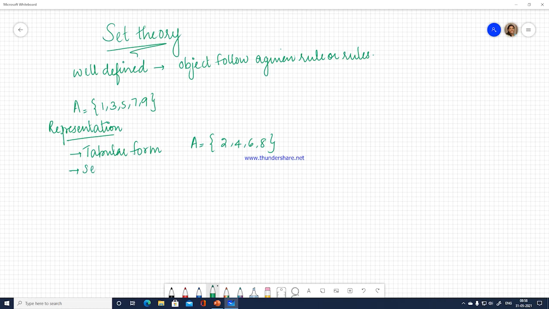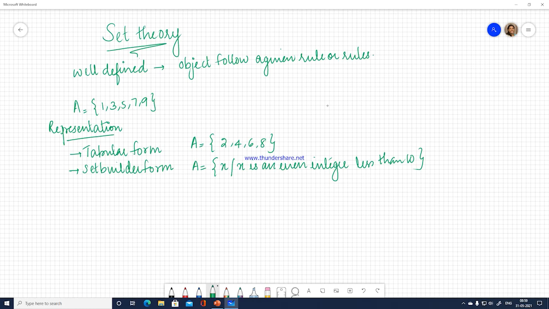Now we have set builder form. Set builder form means the same set can be rewritten as A is equal to {X such that X is an even integer less than 10}. That is called a set builder form. We write some specific property of the element in the set, that is, X is an even integer less than 10.